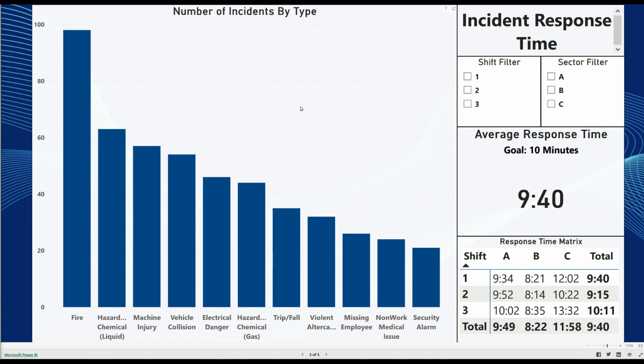On this next page, we are looking at incidents by type and at the response times. On the left is a chart showing how many of each type of incident occurred. It's immediately obvious that we have one type, fire, which happened way more than the others. There were 98 fire incidents, and the next highest, which is hazardous chemical liquid, is only 63.